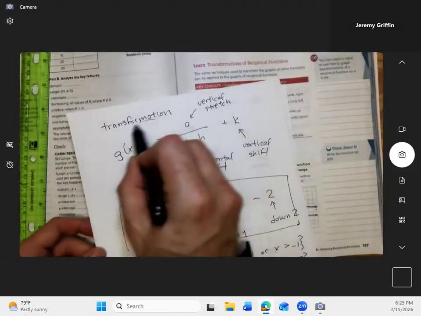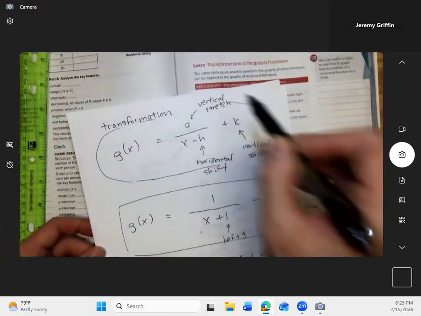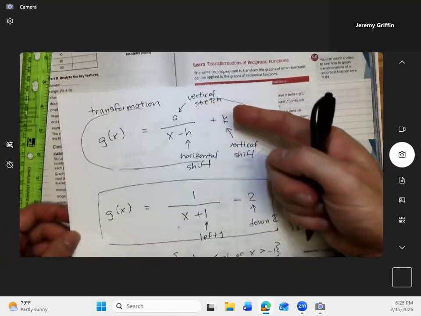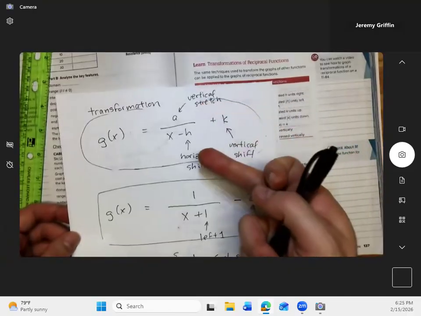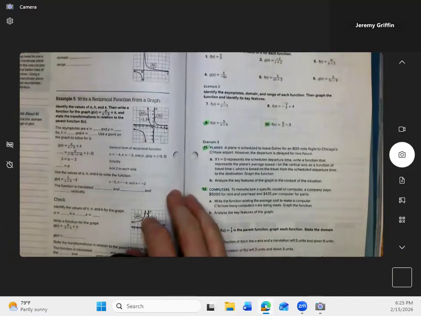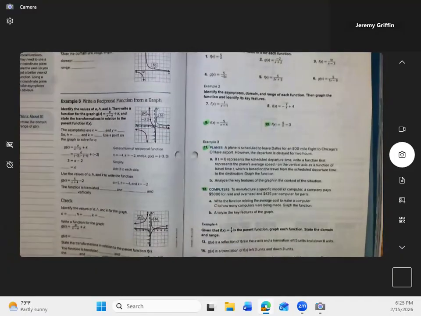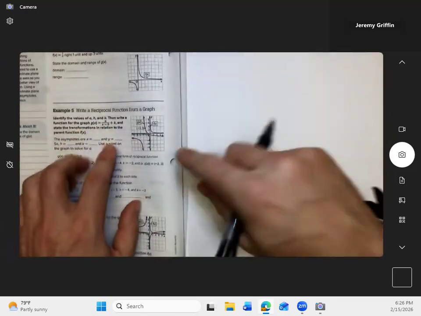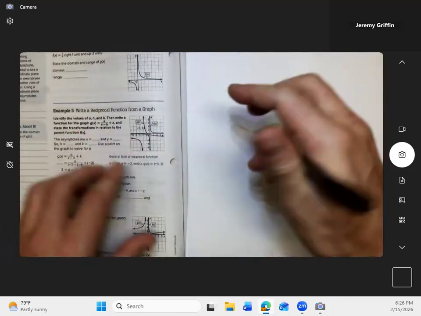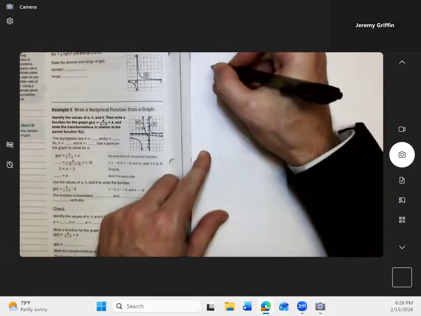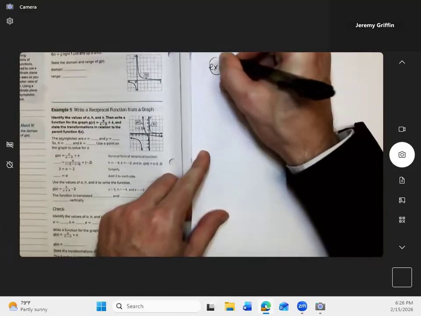All right, so now we got transformations. Right, got possible shifts or stretches rather. Okay, horizontal shift, vertical shift. All right, let's do one more of these examples, then we'll jump into the book questions. All right, example 5, write a reciprocal function from the graph. Pretty much what we just did, just another example.